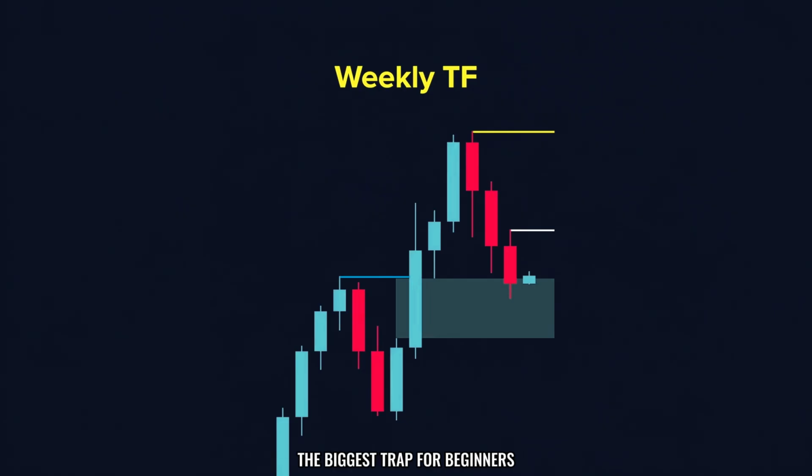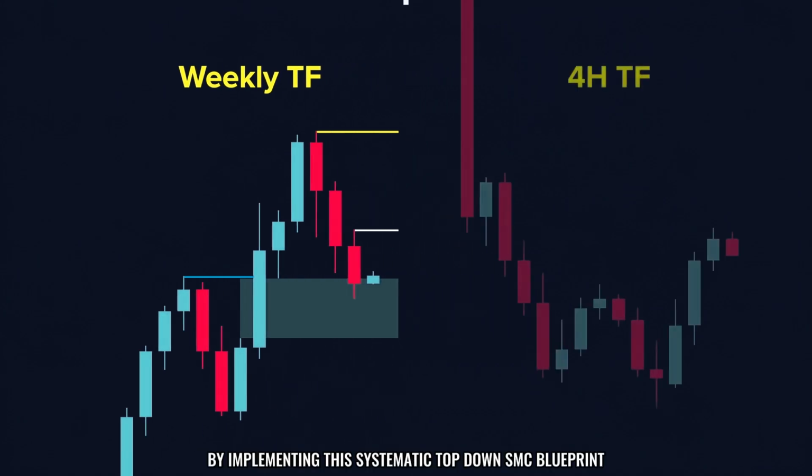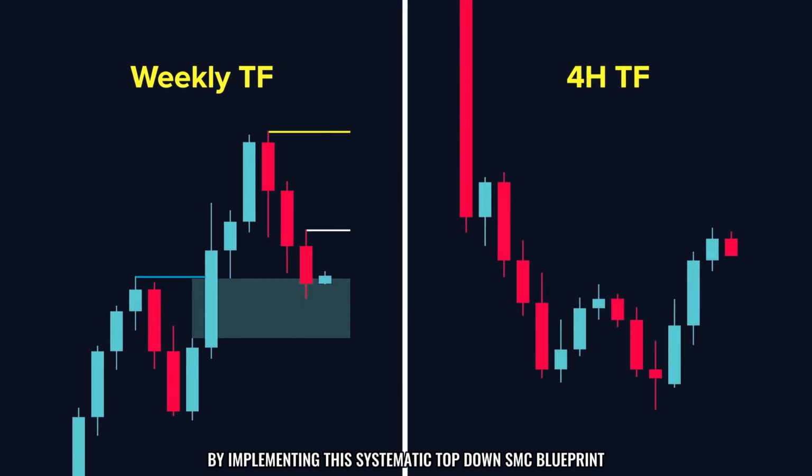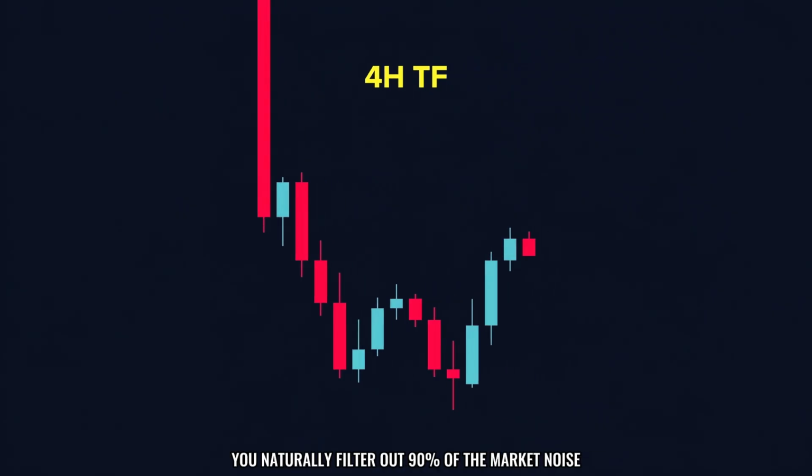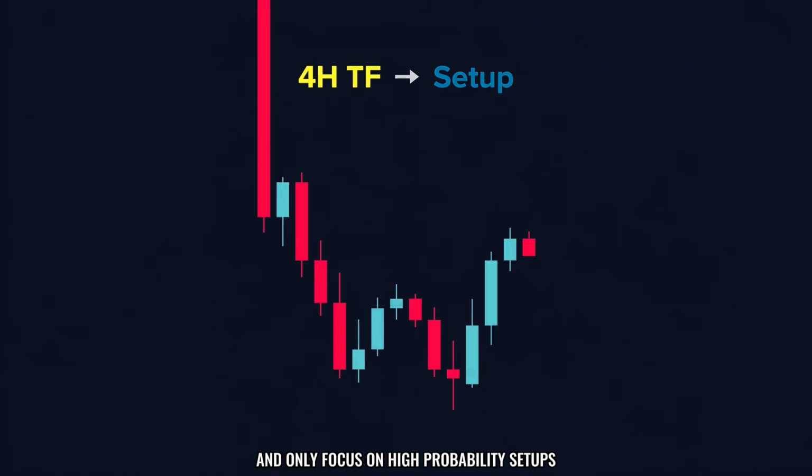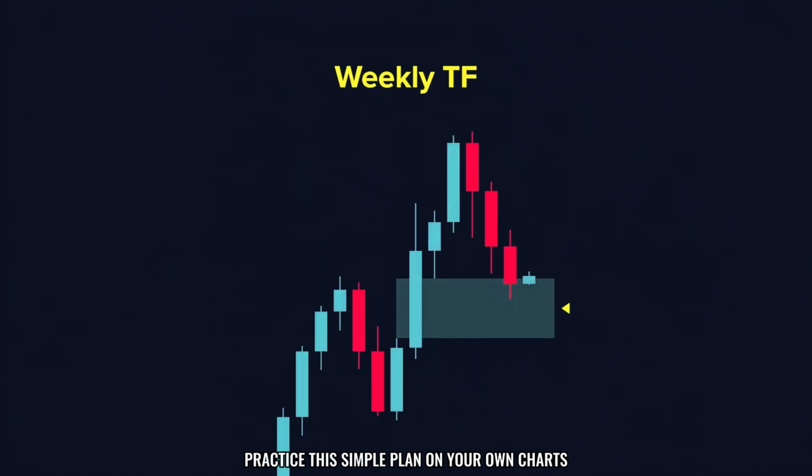Patience is the ultimate edge of a professional trader. The biggest trap for beginners is the urge to constantly be in a trade, leading to overtrading and unnecessary losses. By implementing this systematic top-down SMC blueprint, you naturally filter out 90% of the market noise and only focus on high-probability setups. Practice this simple plan on your own charts and see the difference.